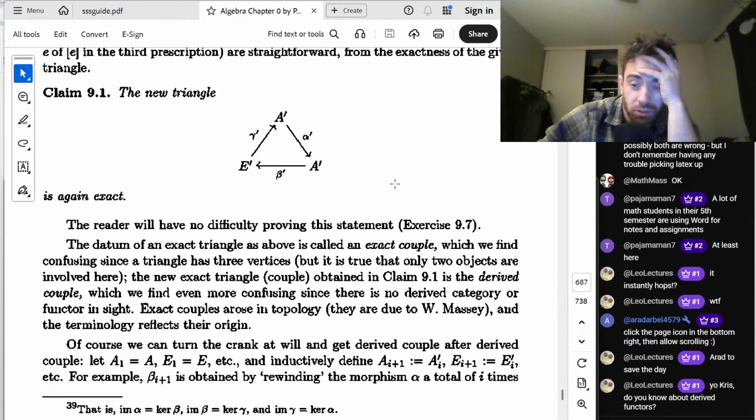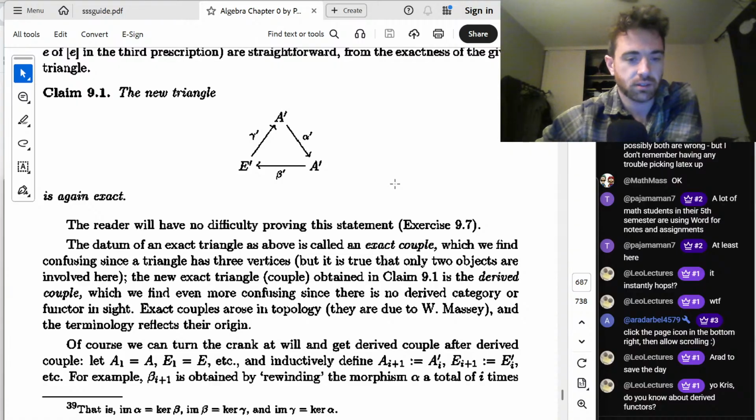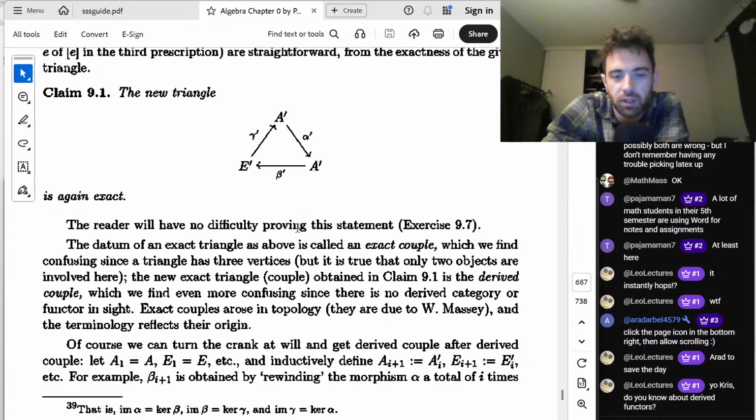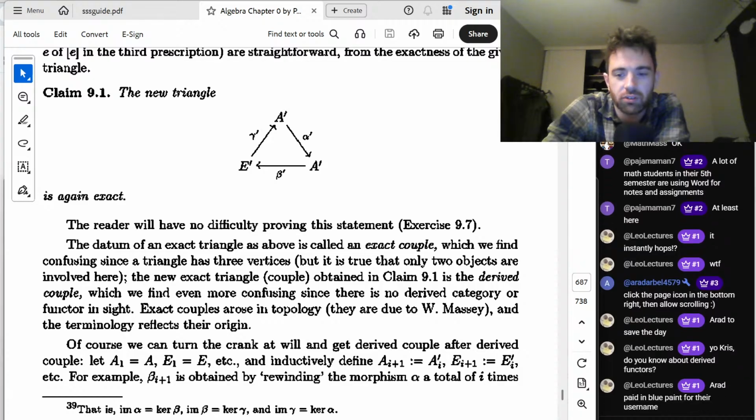So, do I know about derived functors? Well, yes. Most certainly. I know about them. I use them all the time. It would be very strange to be at this point reading about spectral sequences.